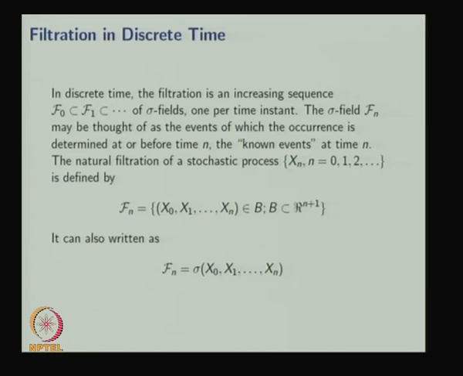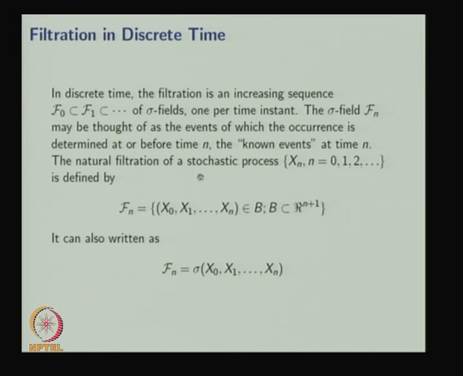The definition of filtration in real time is as follows. In discrete time, the filtration is an increasing sequence F_0 contained in F_1, contained in F_2 and so on, of sigma fields, one per time instant. The sigma field F_n may be thought of as the events of which the occurrence is determined at or before time n, the known events at time n.